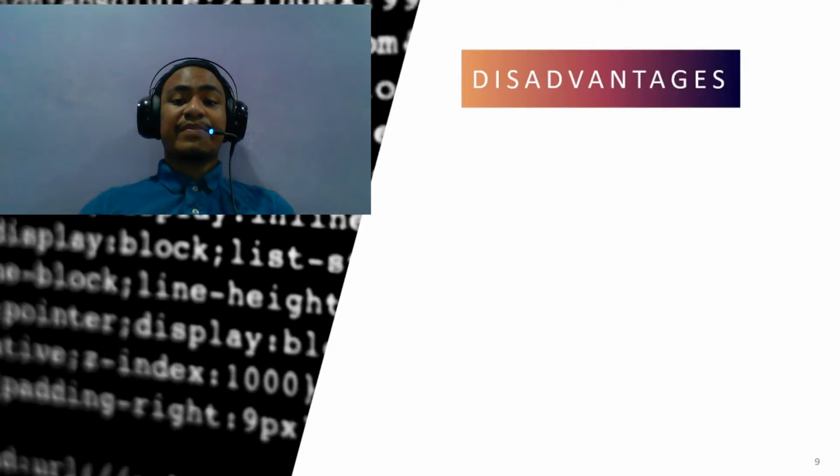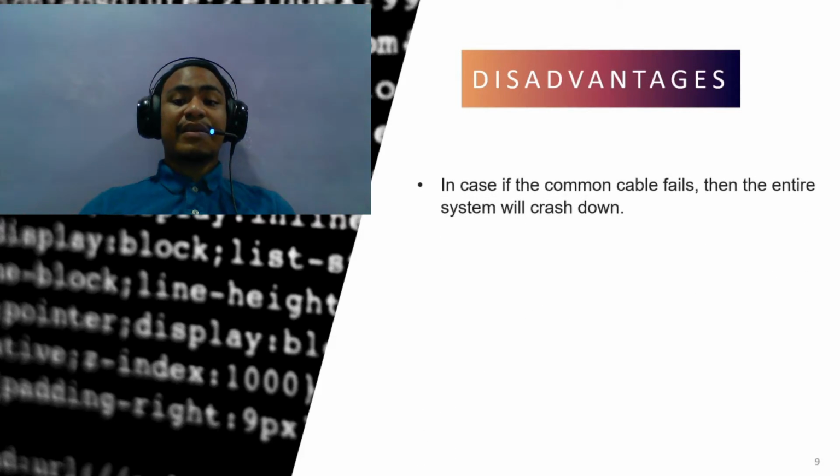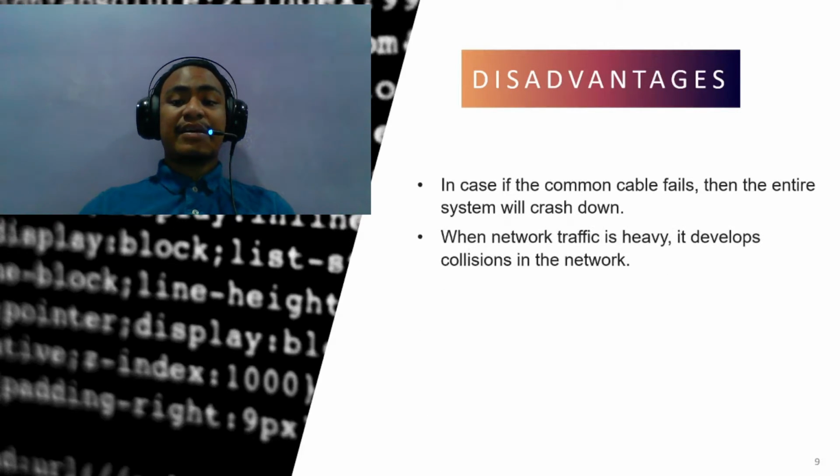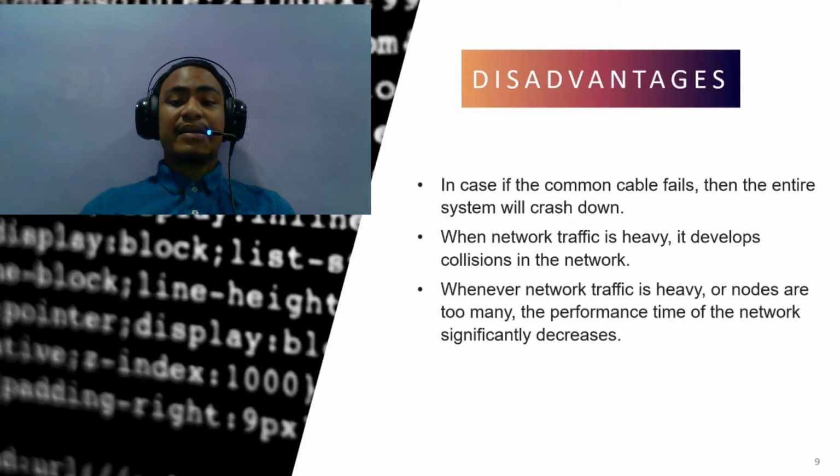Next, I will talk about disadvantages of using bus topology. In case the common cable fails, then the entire system will crash down. When network traffic is heavy, it develops collisions in the network. Whenever network traffic nodes are too many, the performance of the network significantly decreases.